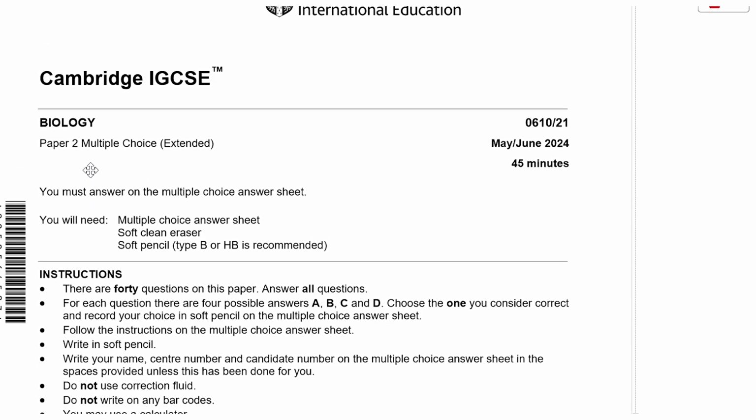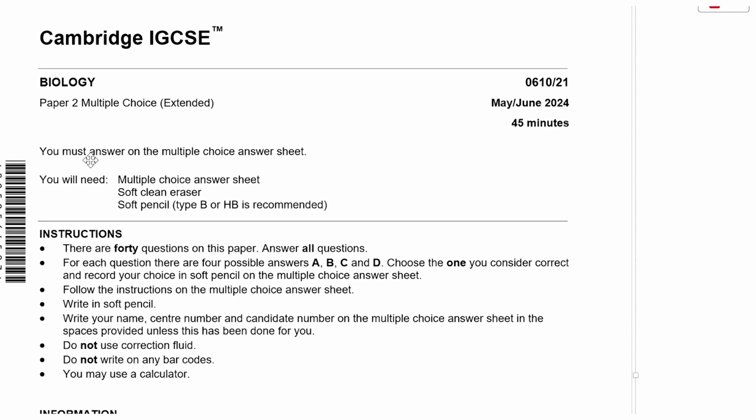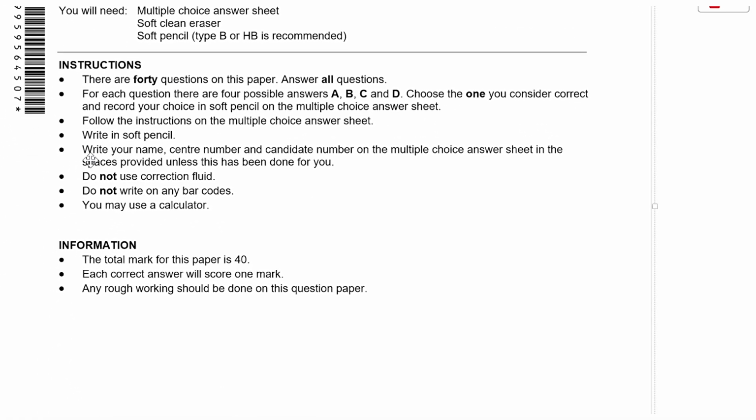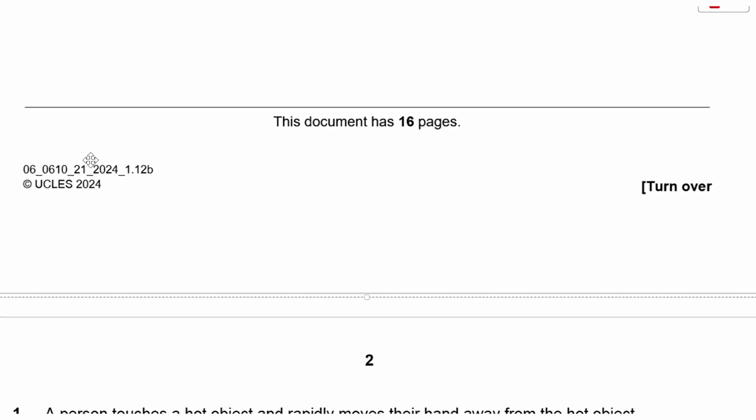Alright, so today again we have a biology paper, paper 2-1, May, June 2024. So we'll go through this paper, we'll discuss it and put the answers also. Alright, so let's start from number 1.